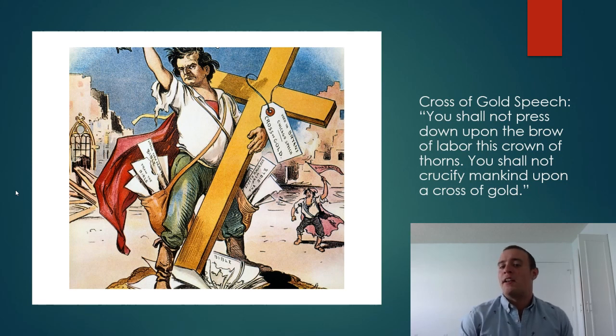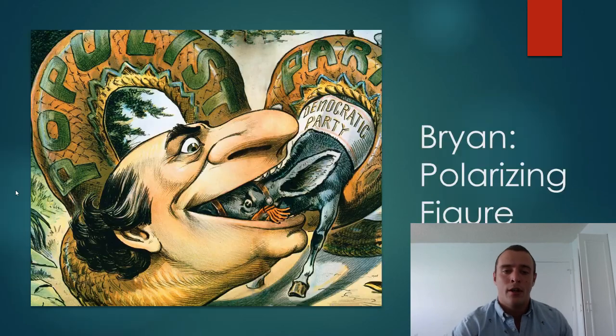So the idea that maintaining the gold standard and preventing silver from becoming a currency was the crown of thorns on the laboring, the working people, and crucifying mankind upon a cross of gold is the same imagery, obviously. It's a bit weird because this is such a dated debate, but this was an extremely controversial issue at the time. Bryan was a very polarizing figure.